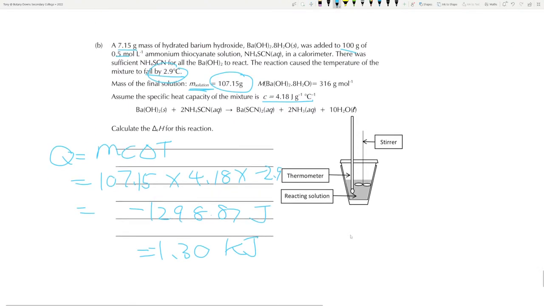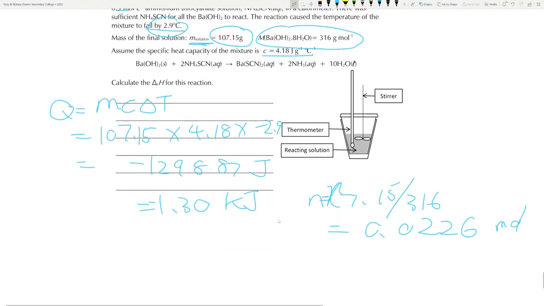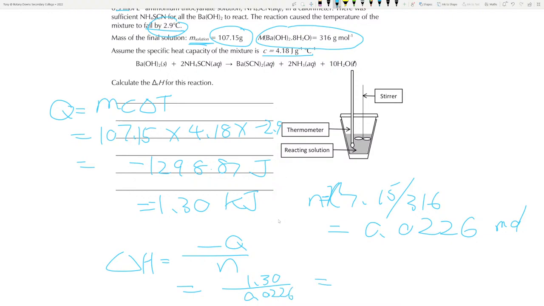And how did I do this? Let's have a look. Where's my molar mass? The molar mass is right here. The molar mass is to find the mole of the barium hydroxide, so 7.15 divided by 316. So that will give me 0.0226 mole. So for your enthalpy change, it's negative Q divided by mole, so it's going to be positive 1.30 kilojoules divided by 0.0226. Don't delete your numbers from your calculator, then you get an answer in kilojoules per mole. I can't be bothered figuring that out. You can do that.